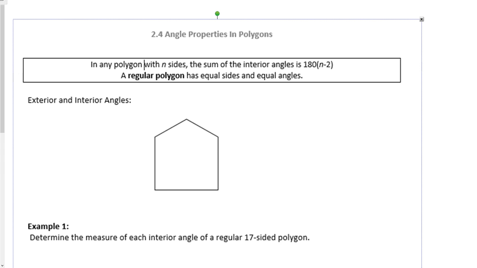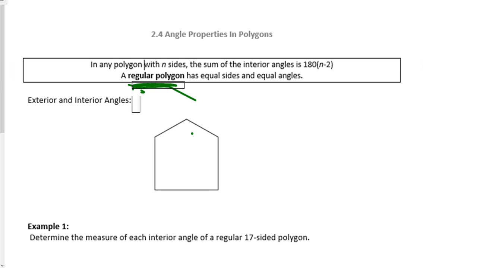And we're going to deal strictly with regular polygons, okay? So that means every side and every angle in it will be equal. So that's what you need to remember there: equal side lengths and equal angles.